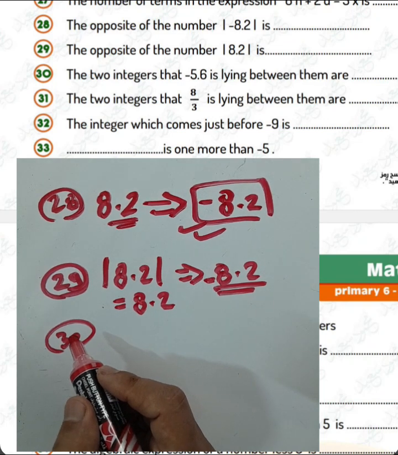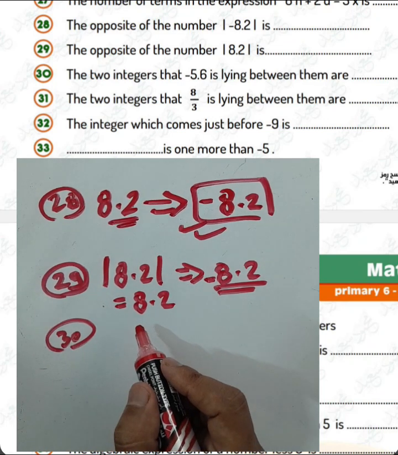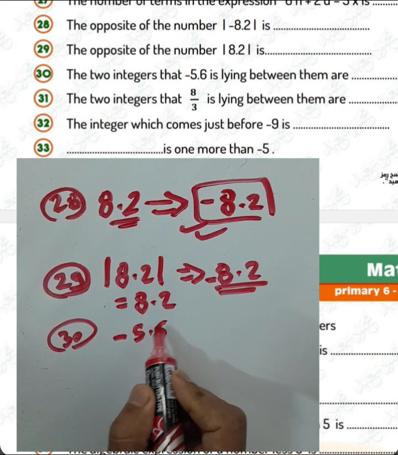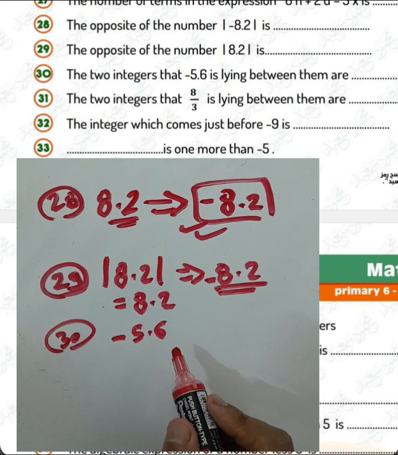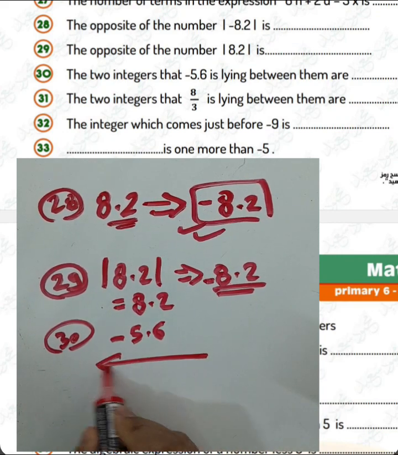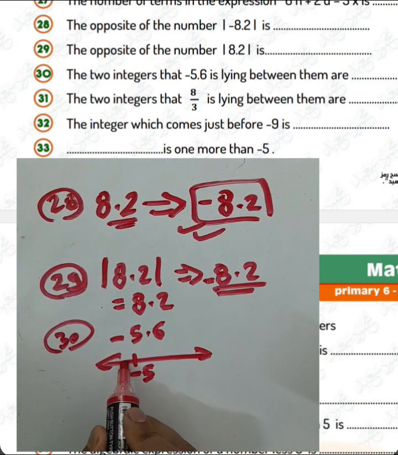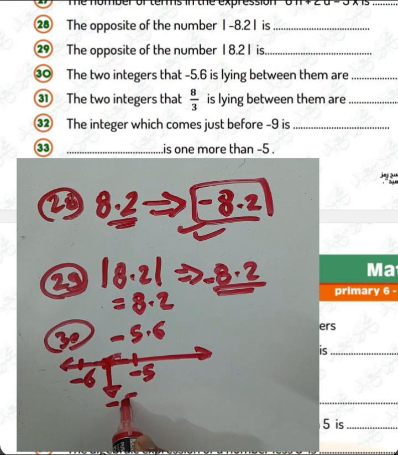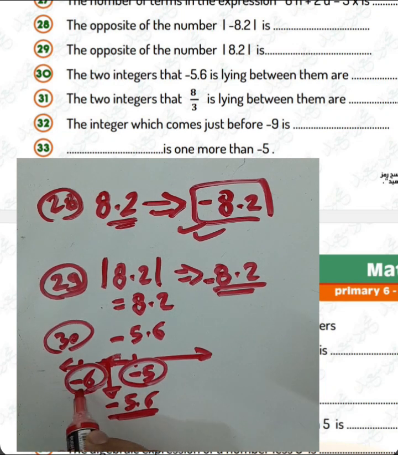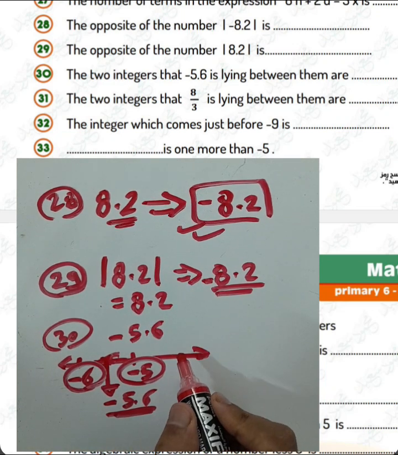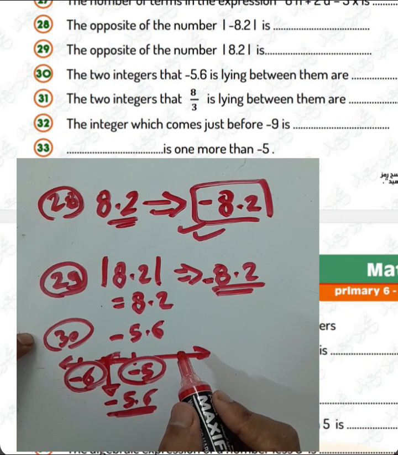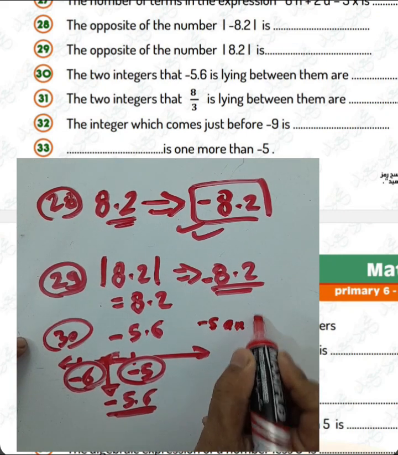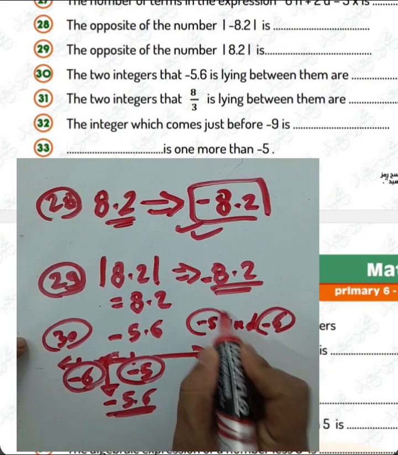Question 30. The two integers that negative 5.6 is lying between them are space and space. We know negative 5 here, and going to the left-hand side, negative 6. So this number, negative 5.6, lies between negative 5 and negative 6. The result here about question 30: the two integers that negative 5.6 is lying between them are negative 5 and negative 6.